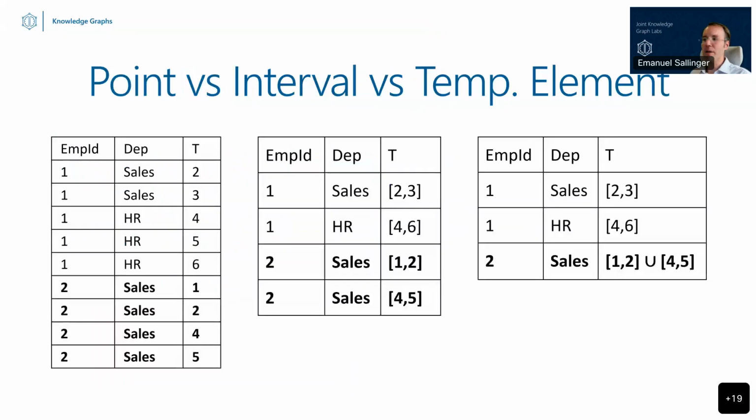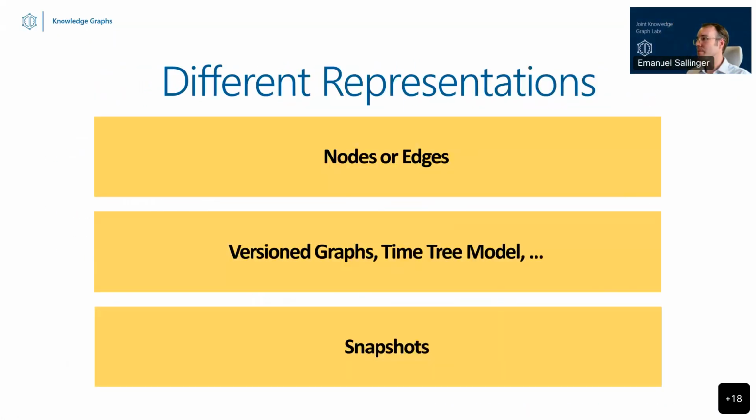I'm not going into temporal databases here. That would be a whole talk of its own. But the one thing that makes sense is to at least look into graph databases a bit, and see the kind of things we have there, which are nodes or edges, version graphs, time tree models, snapshots, and so on, and that we at least put these topics here.